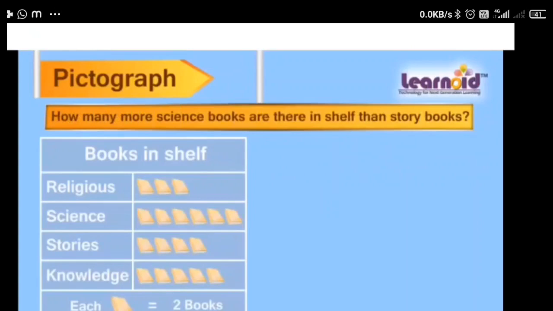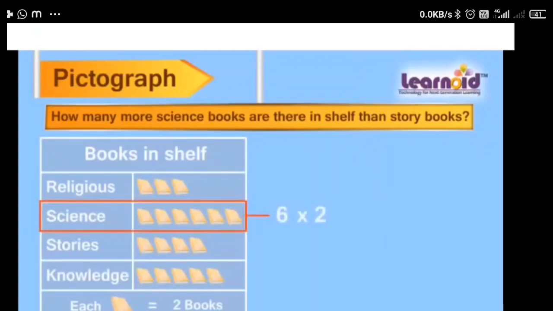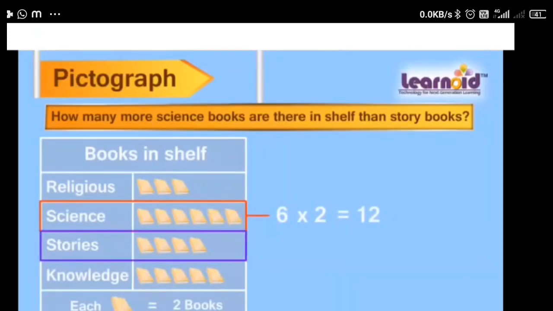How many more science books are there in shelf than story books? Science books are 6 into 2 is equal to 12 in number. Story books are 4 into 2 is equal to 8 in number. To find more science books, we will subtract number of story books from science books. 12 minus 8 is equal to 4.